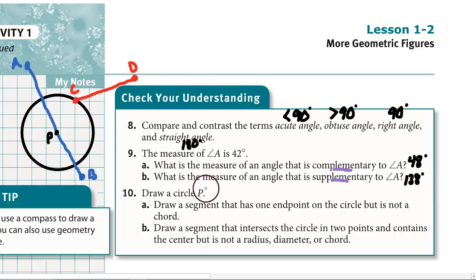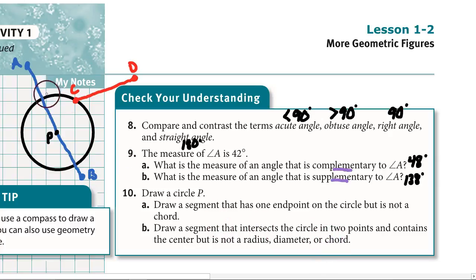Number 10, draw a circle P. I've done that over on the left side of the video. Put a dot in the exact middle and called it P. Then, question A, draw a segment that has one endpoint on the circle but is not a chord. I've done that in red ink. It has one endpoint on the circle, but its other endpoint is not on the circle, so it is not a chord.